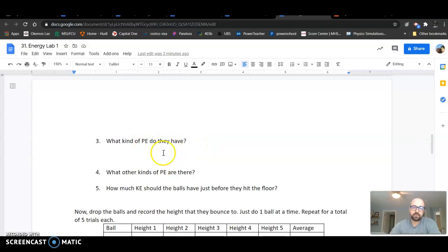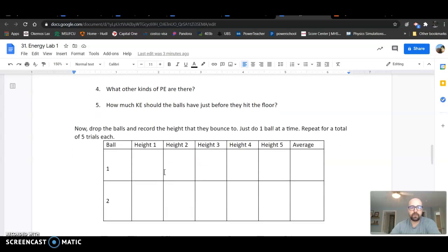Then a couple questions about potential energy and kinetic energy here. You'd want to use your notes from class on Monday or Tuesday to be able to answer those if you don't know them right offhand.